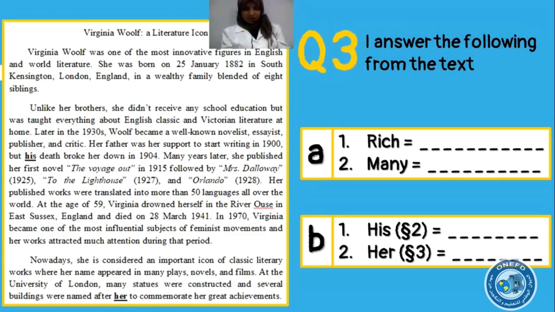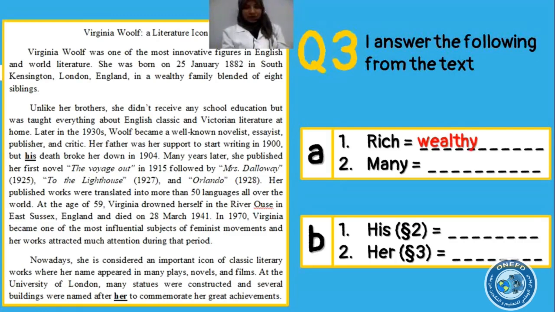Let's check the correct answers together. For A, the synonym of rich is in paragraph 1. Rich means having a lot of money. So in paragraph 1 we have, she was born on 25th of January 1882 in South Kensington, London, England, in a wealthy family. So here the word wealthy means rich.